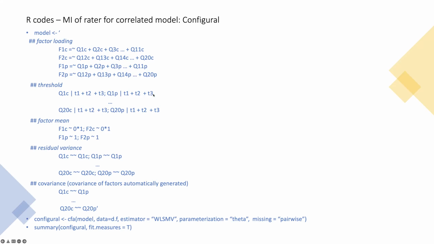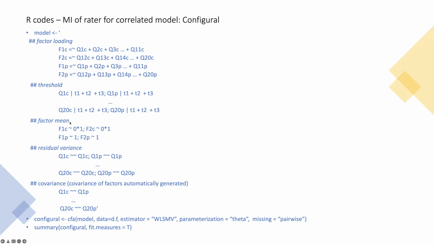And then you write the thresholds, which is the same as previous, but you now have to add a separate threshold for each parent and child for the 20 questions. You can put them on separate lines, or you can put them on the same line separated by a semicolon. It will all work.